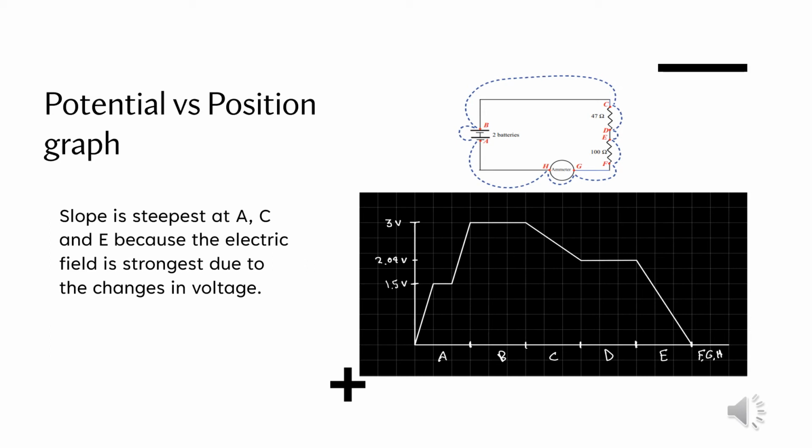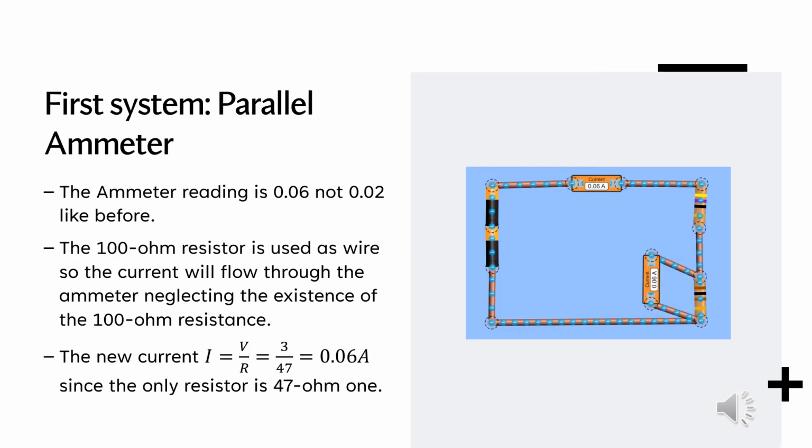In this part of the first system, we put an ammeter parallel to one of the resistors. The conclusion is that this resistor won't be counted in our calculation, so the current flowing will ignore having a resistor in that location.